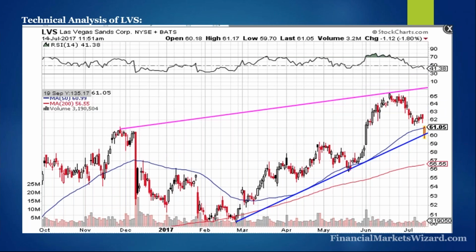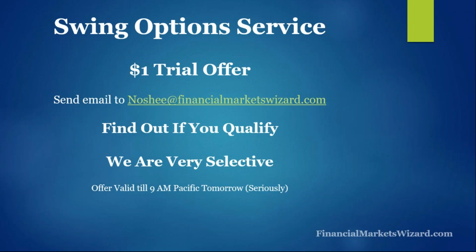This is LVS chart. We don't have any position, but it's holding its support level. So right here, you see support level. So it gapped down. Wynn was also down. So Wynn was down and LVS was down, and they both held their gap down level. So they may hold and go up.